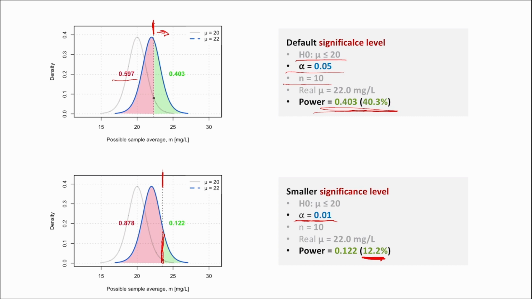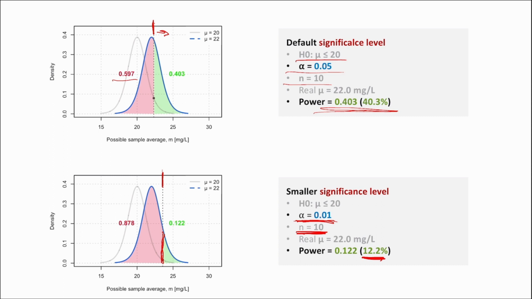And that's one of the reasons why people don't like to use small alpha, because if you want to compensate the effect of small alpha, you need to increase the sample size. And that's something that leads to additional time, additional resources, and so on and so forth. And that's why in many cases people stick to this default value 0.05, because in this case they at least do not impact power negatively.